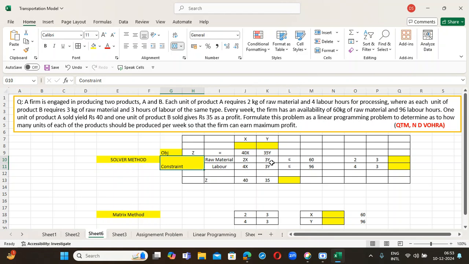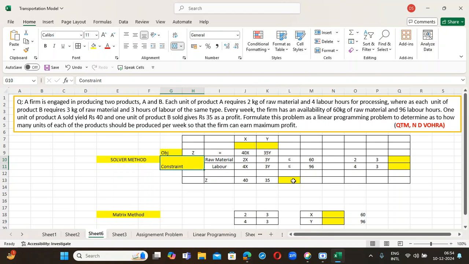2X plus 3Y should be less than or equal to 60 because availability is 60, and simultaneously in the labor case it is 4X plus 3Y should be less than or equal to 96 because availability of the labor hours is 96. I already highlighted in my previous video how you can solve this type of question through the solver method, and today I will add another important method, how you can solve the particular problems through the matrix method.